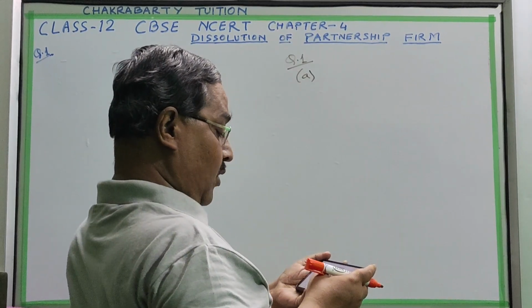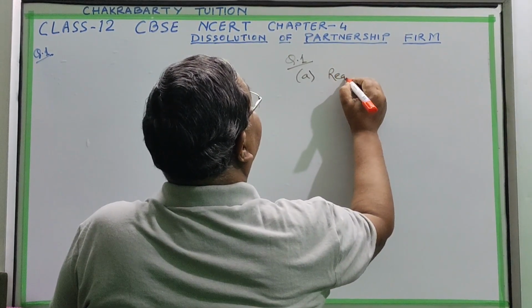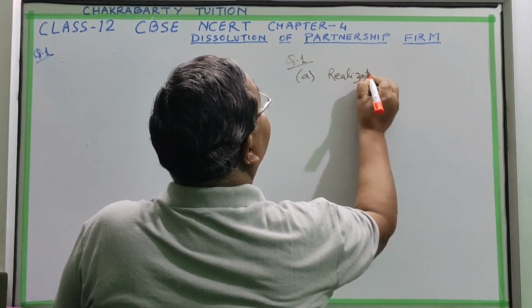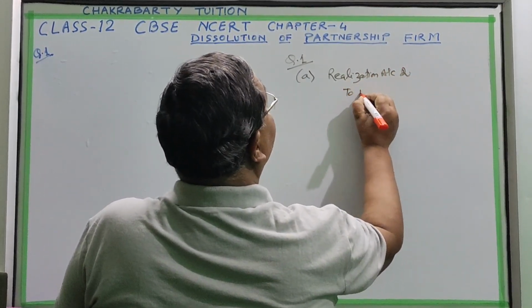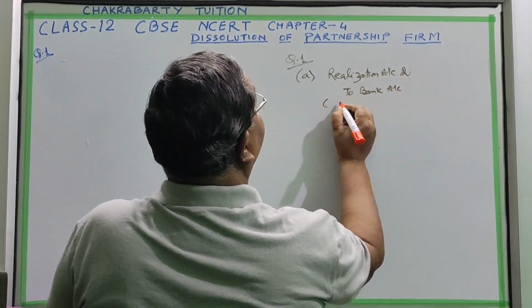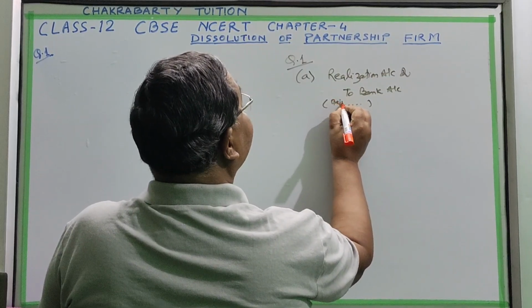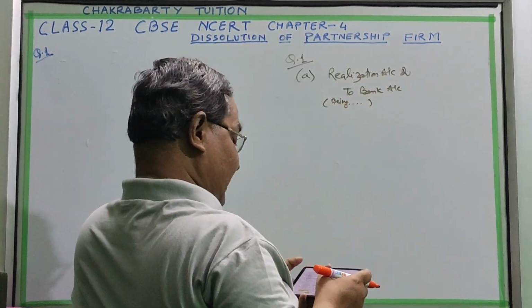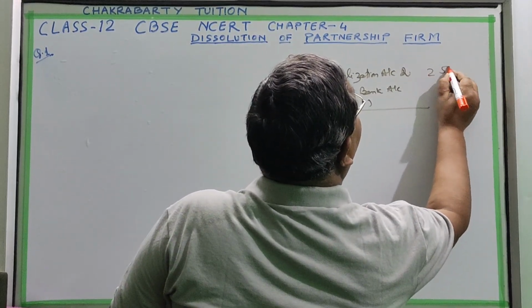A. Realization expenses amount to 2,500. So realization account debit to bank account. And in the narration we will write whatever is given in the question, we will write as being, and then we will write the statement. So it is 2,500.